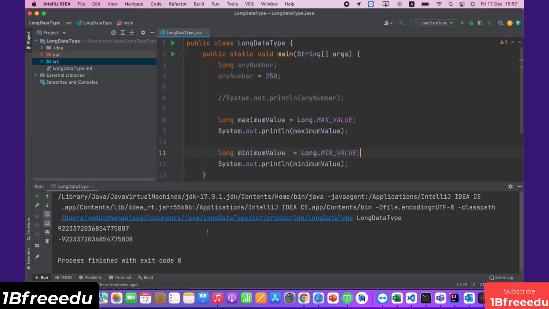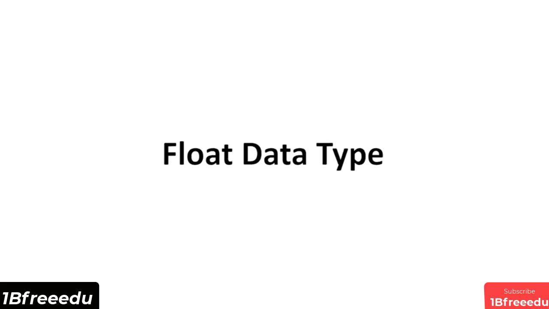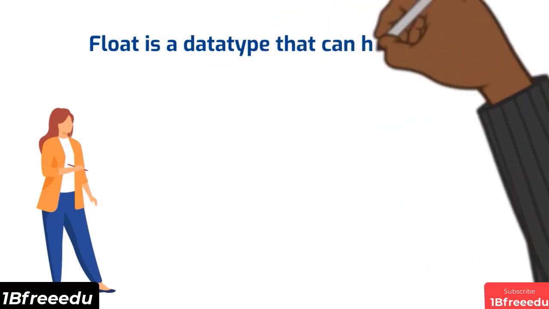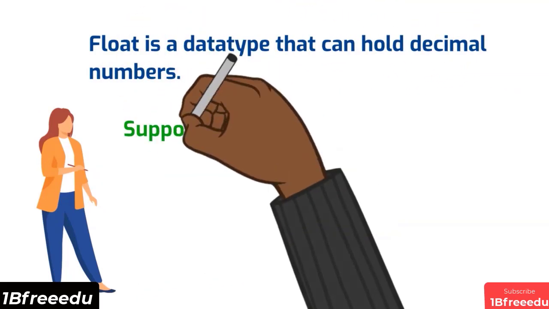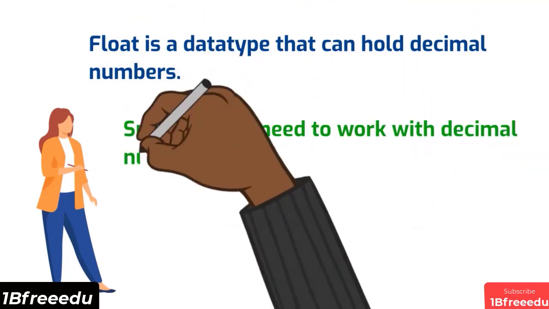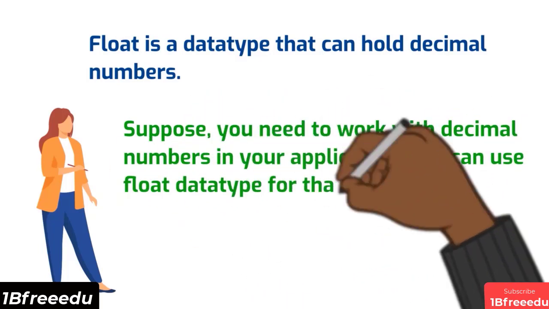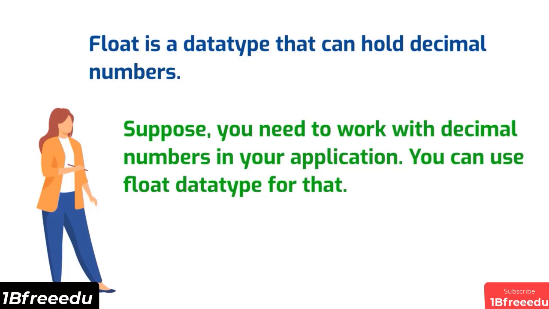Okay guys, in this video we discussed the long data type and the maximum and minimum values it can hold. In the next video, we will discuss the float data type. Float is a data type that can hold decimal numbers. Suppose you need to work with decimal numbers in your application, you can use the float data type. Okay, now I will show you how to declare a float variable and how to use it in our program.